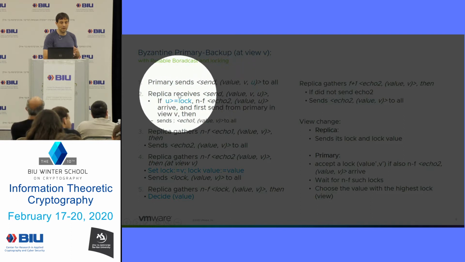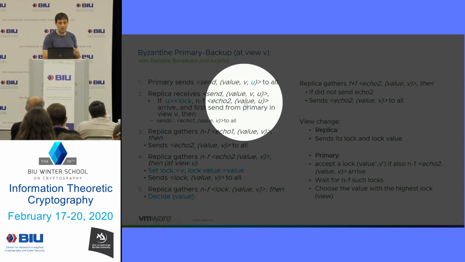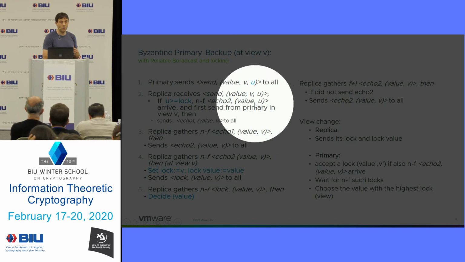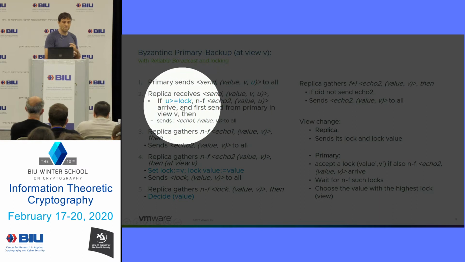And what the replica does, first of all, it tests that this is indeed the case, that n minus f echo 2s for value and u did arrive. This means this value and u are indeed a signature of the old replica. But this blue test is also very important.